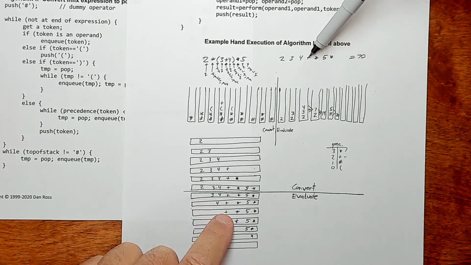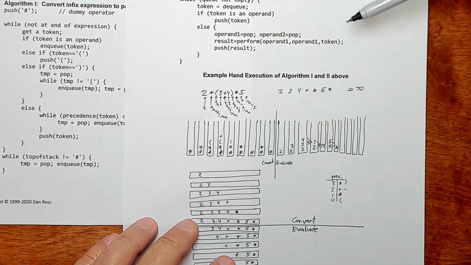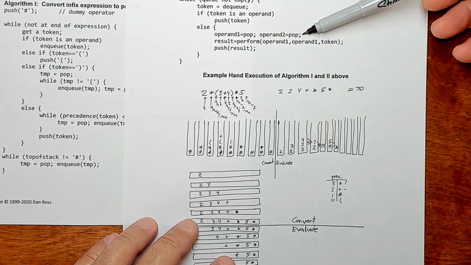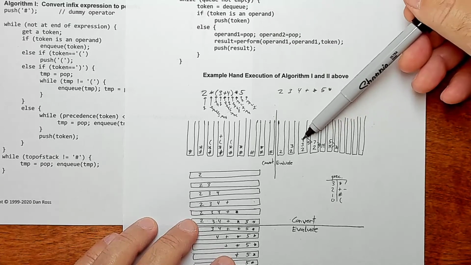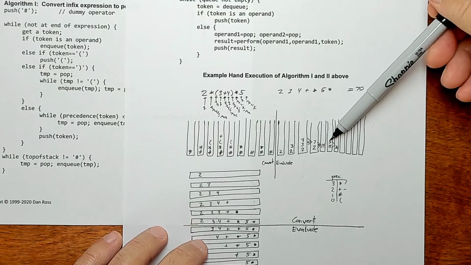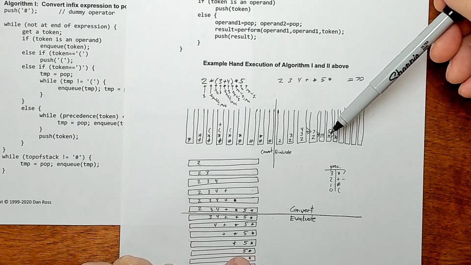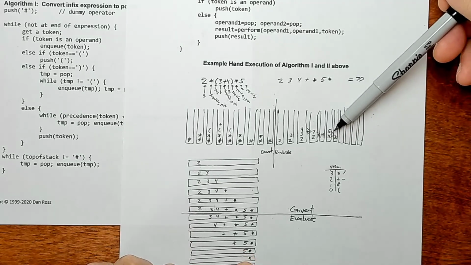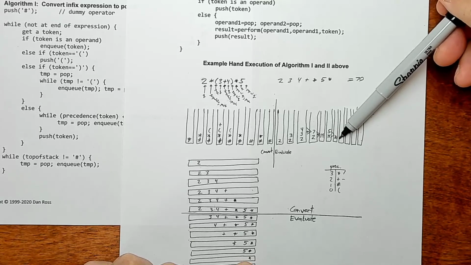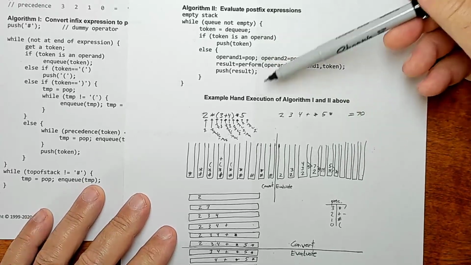Then when you get to a plus sign, you're going to pop twice and then perform that operation and push the result. So you'll pop the 4 and the 3, perform the plus sign and push the result. Okay, then you'll, where are we at that point? Then the 5 will get pushed. You'll have a 5 and a 14, and then you'll dequeue the star, and you'll do a 5 times 14, and you'll pop twice, multiply, and push the result. That's what this algorithm is saying.